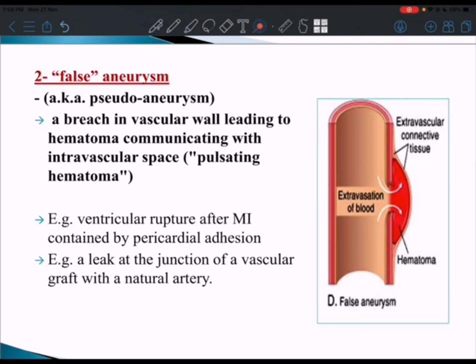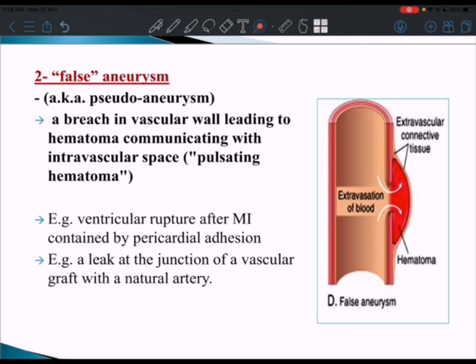So the blood will collect in a certain place. What is this the definition of? Of a hematoma. This is exactly the definition of a hematoma, which is a collection of blood outside the blood vessel. Hematoma. It's still connected to it. So when I say hematoma, this is the simplest example of false aneurysms or pseudo-aneurysms. There's a breach in the vascular wall leading to hematoma, which is communicating with the intravascular space.